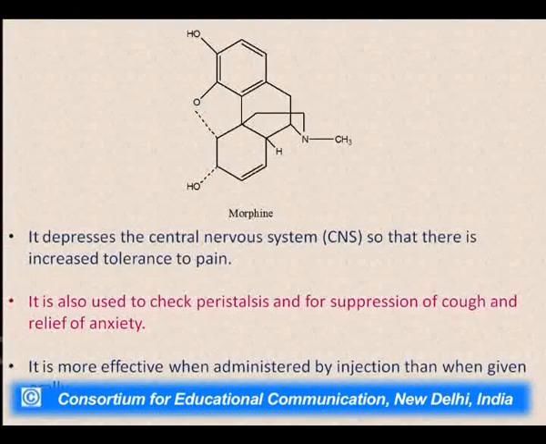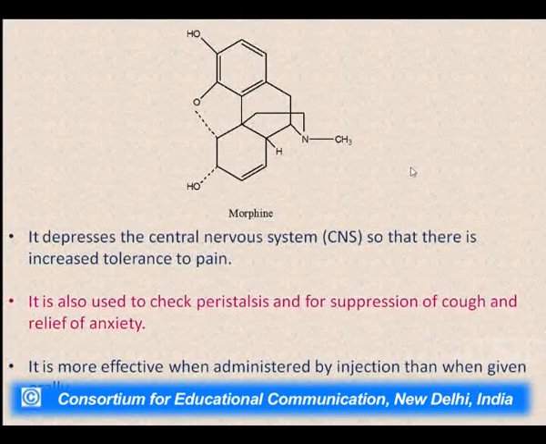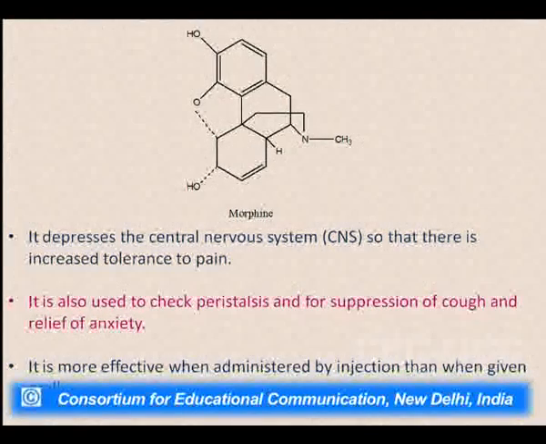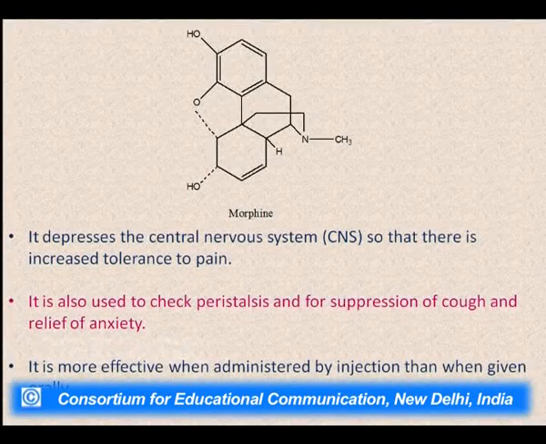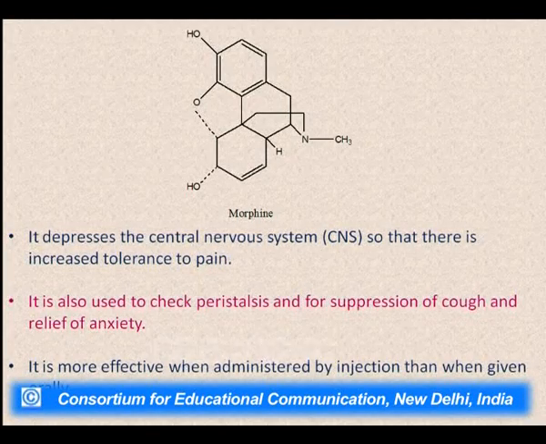We have shown here the structure of the morphine alkaloid, the morphine drug. It depresses the central nervous system so that there is an increased tolerance to pain. It is also used to check peristalsis and for the suppression of cough and the relief of anxiety. Morphine is more effective when administered by injection than when given orally. If it is injected into the bloodstream via the intravenous mode of administration, then it relieves the pain more effectively.